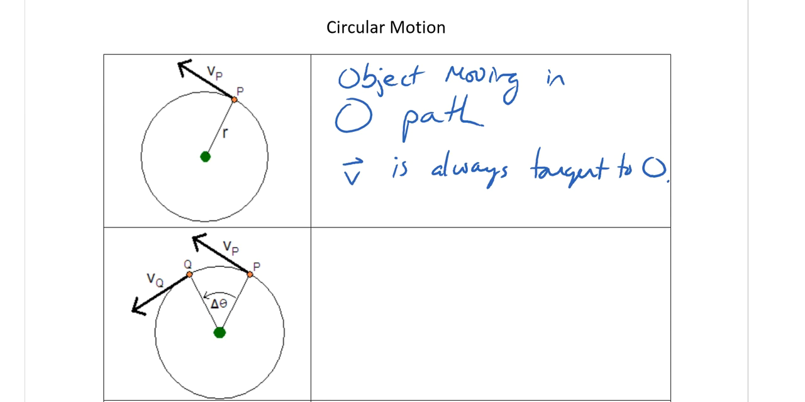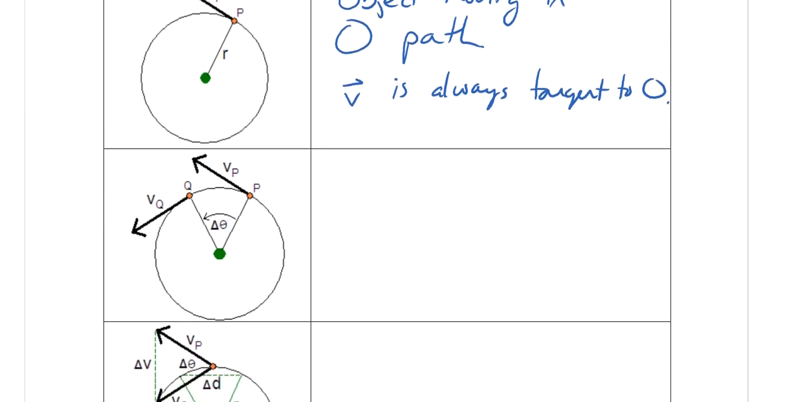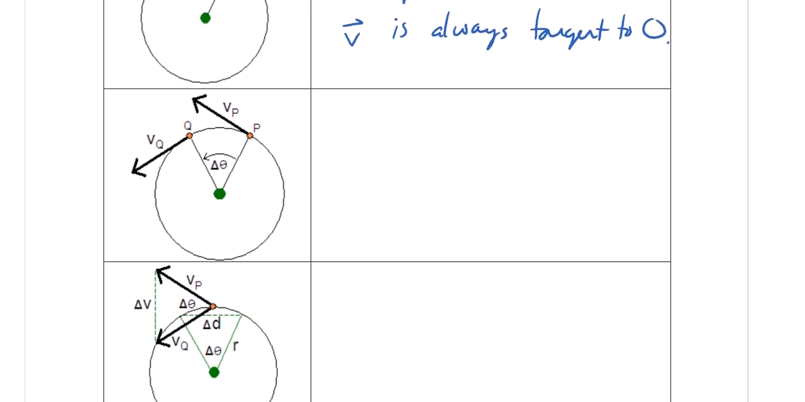Now let's move on to the second picture. In the second picture, the object has moved from point P to point Q. So our little object has moved from one place to the other, and that's all it is. The two points are totally arbitrary. It doesn't matter which ones, it doesn't make any difference.